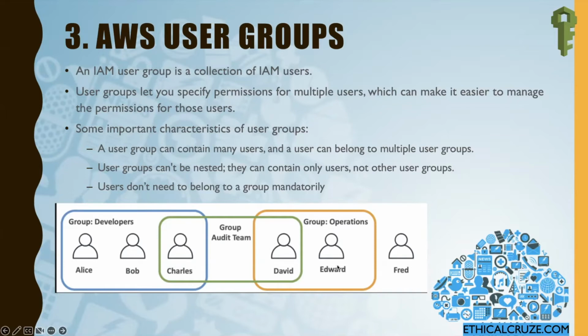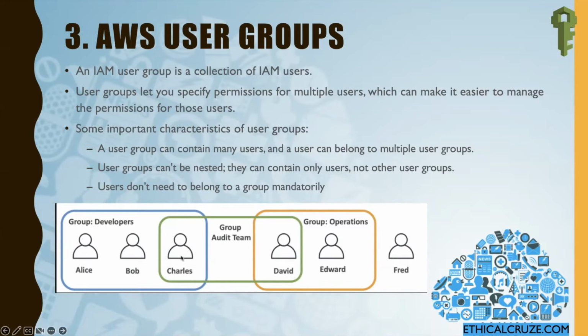And as you can see, Fred is not part of any of the groups. So Fred is an individual user. Whatever permissions we want, we can provide as individual permissions to Fred. Also, one thing to note, some important points. One user group can contain many users, and in a similar manner, a user can belong to multiple groups.